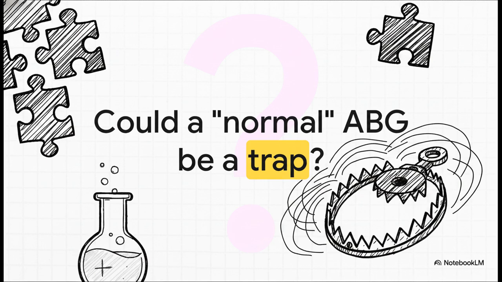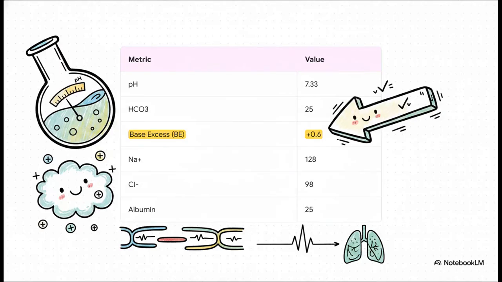Have you ever had that moment where you look at a lab value, it looks perfectly normal, and you breathe a sigh of relief, only to realize later that the patient was actually in the middle of a severe metabolic crisis? What if that normal number was actually a trap? So, take a look at these labs for patient 2. The pH is kind of borderline, sure, but the bicarb is 25, and look at this, the base excess is plus 0.6. I mean, on the surface, that looks totally fine, right?